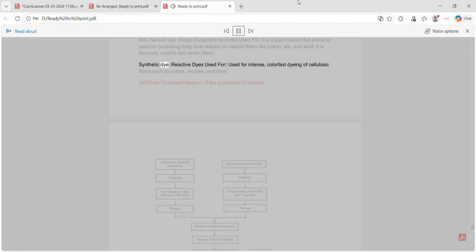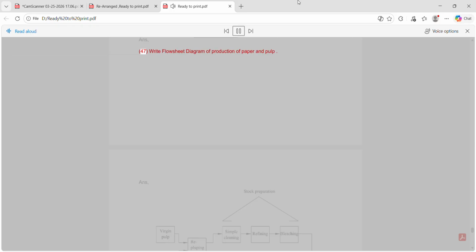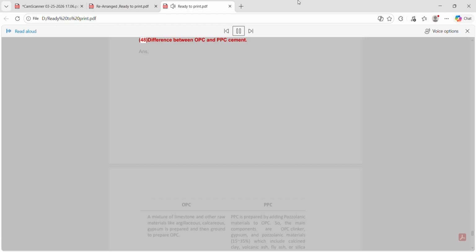Synthetic dye, reactive dyes, used for intense, color-fast dyeing of cellulosic fibers such as cotton, viscose, and linen. 46. Write the flowsheet diagram of the production of cement. Answer. 47. Write the flowsheet diagram of production of paper and pulp. Answer. 48. Difference between OPC and PPC cement. Answer.